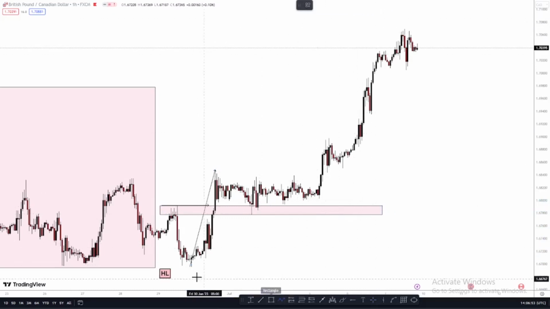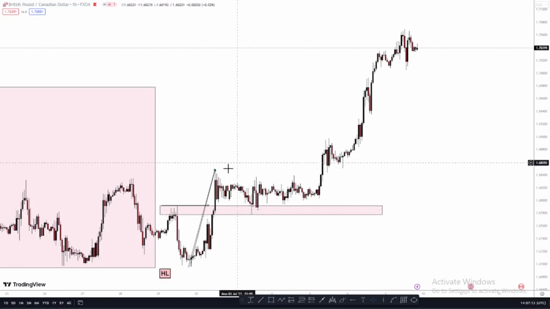I repeat, when price broke above it, what did price do next? It came back to retest it as support. Do you get what I mean? So now I'm about to show you exactly how I got my entry. So y'all pay attention.